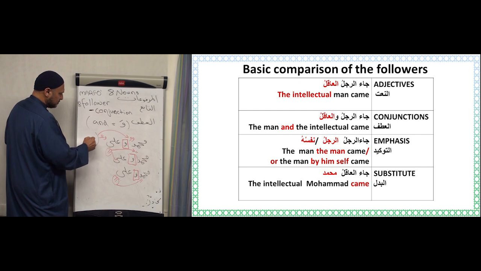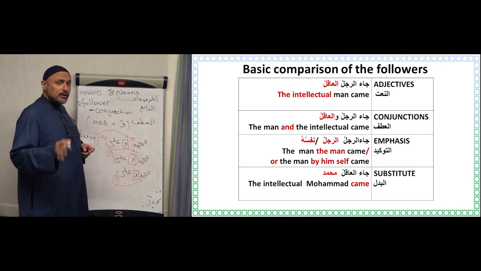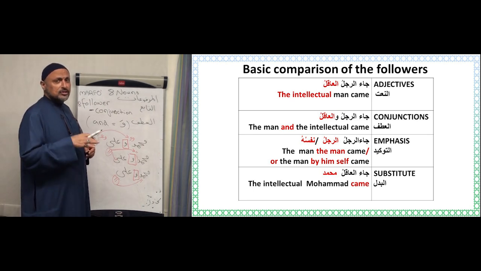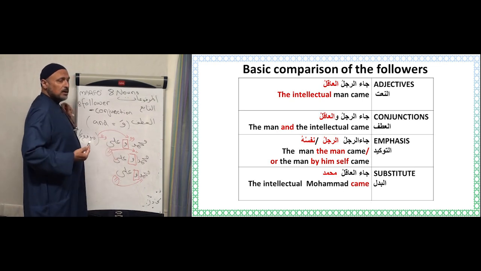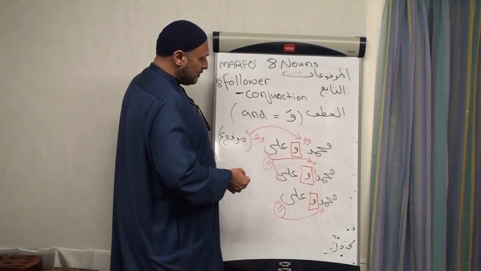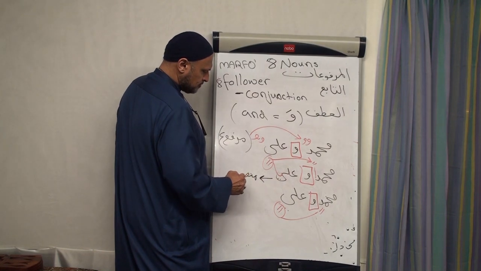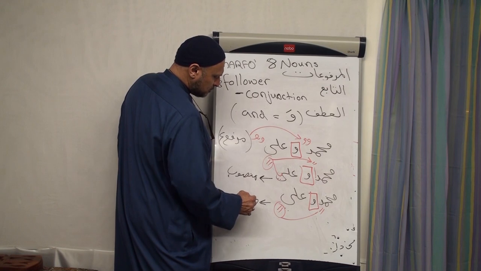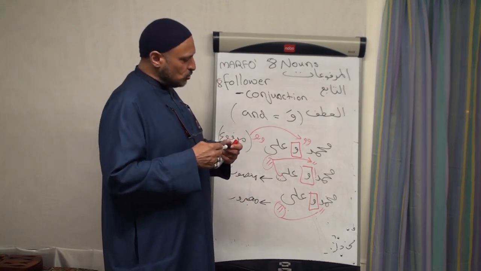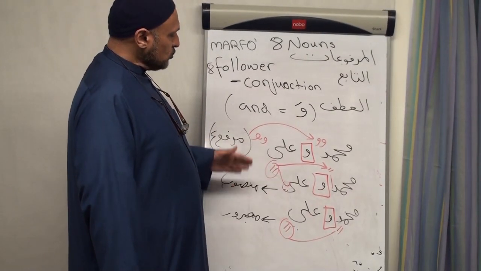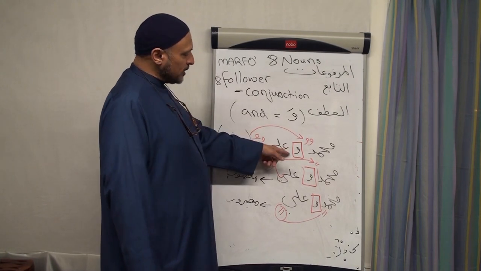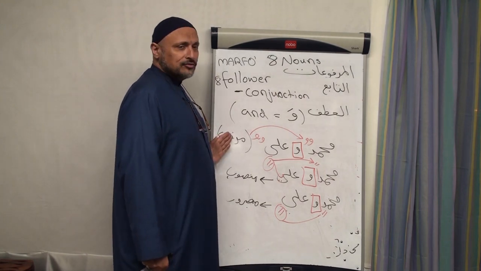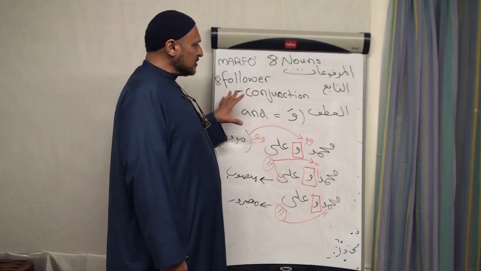Marfu', mansub, majrur. So tabi' of marfu' is marfu'. Tabi' of mansub is mansub. Tabi' of majrur is majrur. So what is Aliyun? Aliyun is tabi'. Why? Because it follows the conjunction sign, and the pre-conjunction is marfu', so this has to be marfu'. Because its pre is mansub, it will be mansub. Because its pre is majrur, it will be majrur. So if the noun before the conjunction particle wa is marfu', then afterward it will be marfu'. Mansub, mansub; majrur, majrur. This is an example of tabi'.